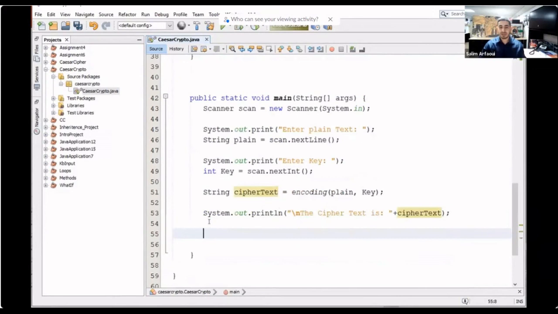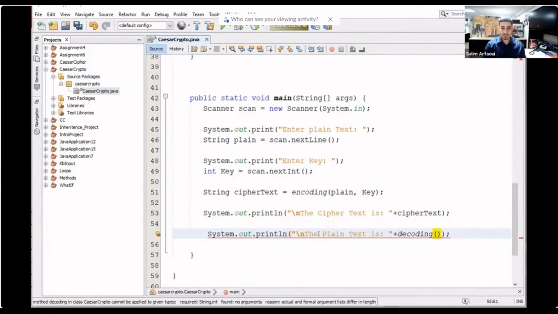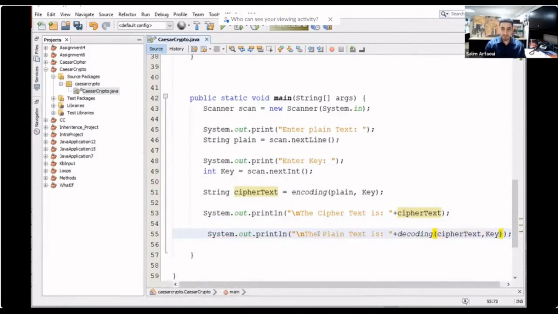And then also we're going to have a message displaying the decoded text, just to make sure that we did the right thing. So we're going to say the plain text is, and we're going to use the decoding method here. So I'm going to say decoding, decoding, and this should take the ciphertext that we have in our variable ciphertext and the key as well, same key.